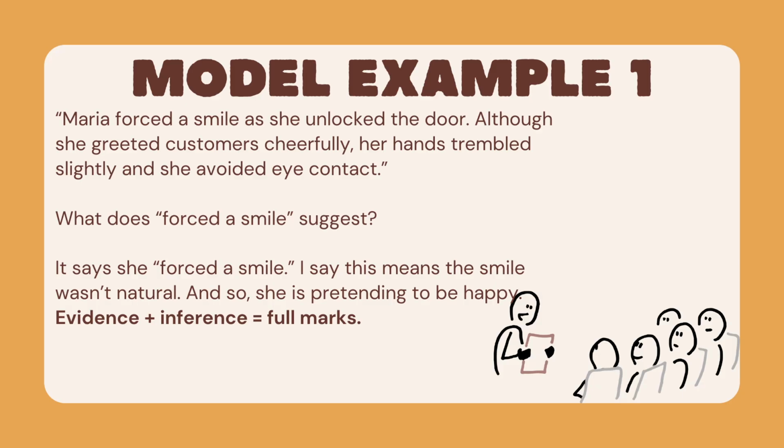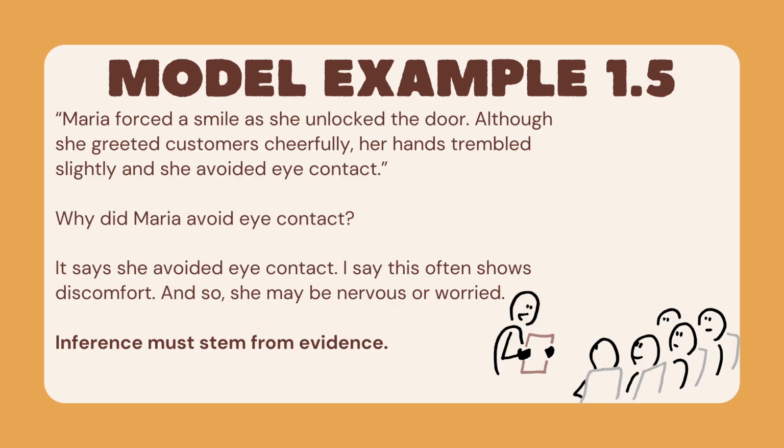It says she forced a smile. I say this means the smile wasn't natural, and so she's pretending to be happy. This scores full marks because you back your inference, pretending to be happy, with the exact evidence that shows it. Another question can be, why did Maria avoid eye contact? The answer could be that it says she avoided eye contact. I say this often shows discomfort or guilt, and so she may be nervous or worried.